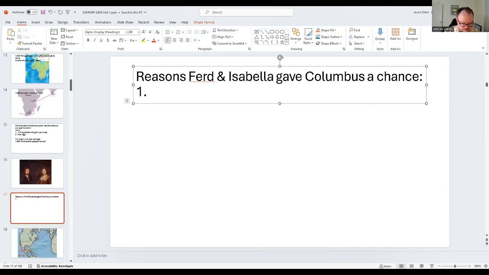Probably first and foremost is they were extremely envious of Portugal's success. Okay? Portugal was making a ton of money, not only from Africa, but also from its trade with India and China. And Ferdinand and Isabella wanted some of that money. Okay.